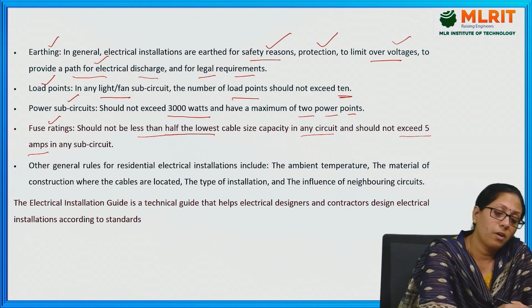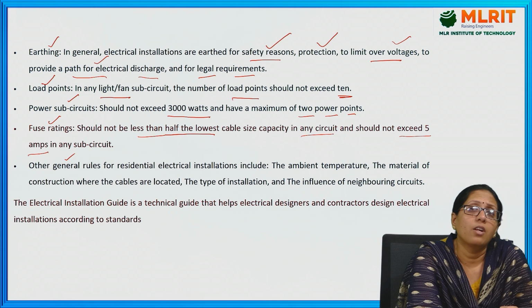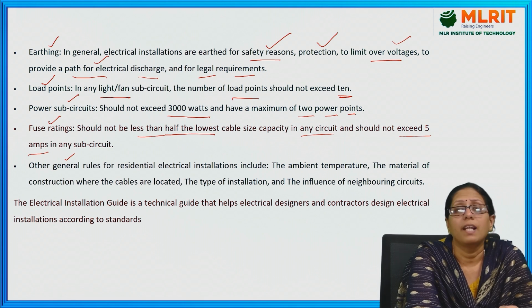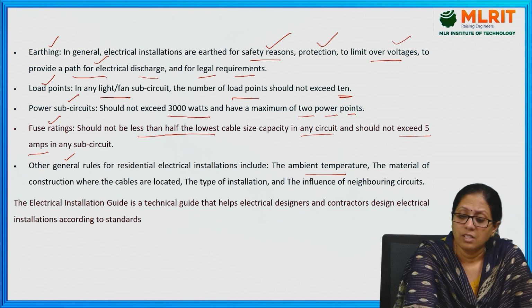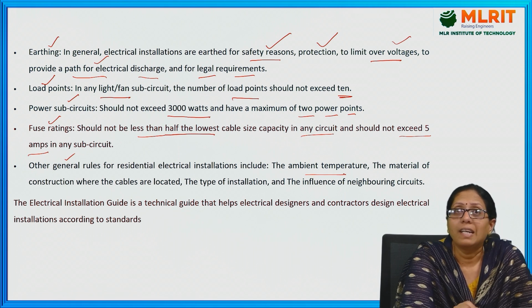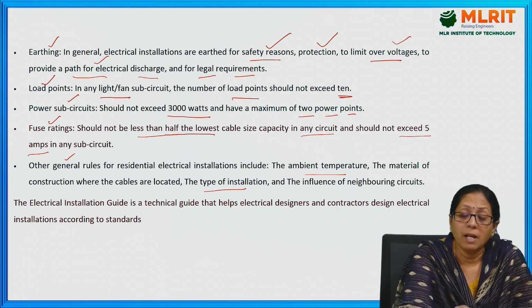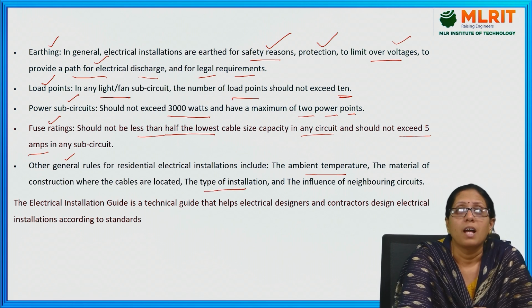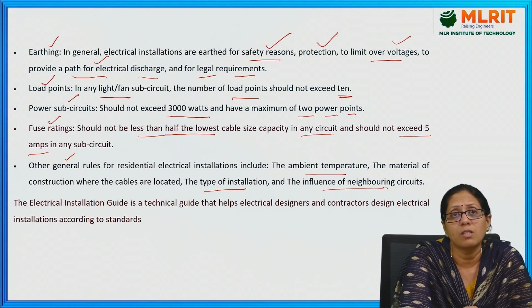The next point is the other general rules. The other general rules for residential electrical installations include the ambient temperature, the material of construction where the cables are located, the type of installation and the influence of neighboring circuits. So these are the general rules we need to consider.